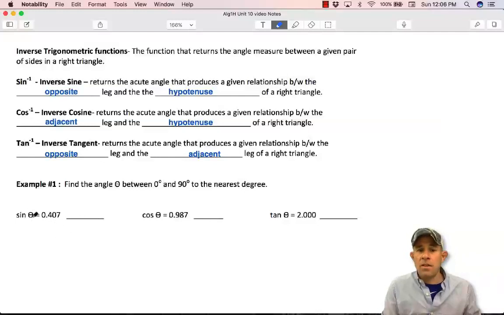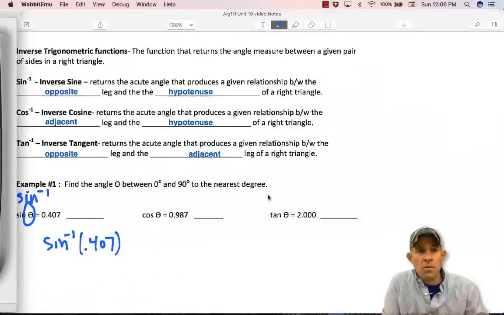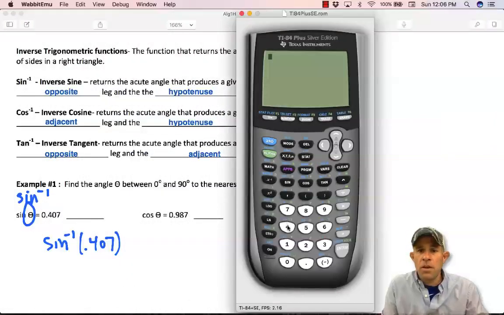We want to find the angle between 0 and 90 to the nearest degree. It says that the sine of theta is equal to 0.407. Well, now to get theta, our actual angle measurement, we have to take the inverse sine of both sides. So when we take the inverse sine of 0.407 on our graphing calculators, we can do that here in just a second. We'll pull our graphing calculator over and we'll find that sine function.